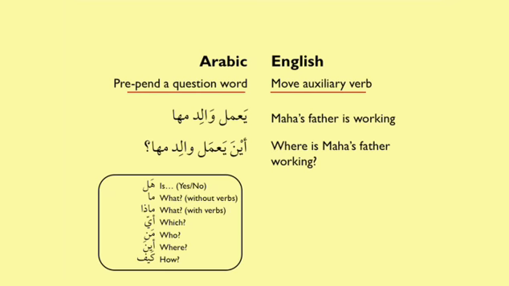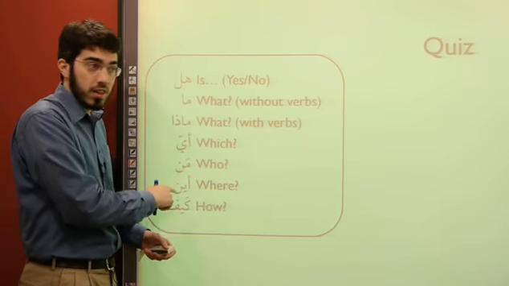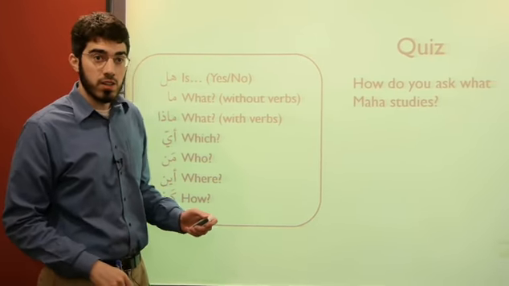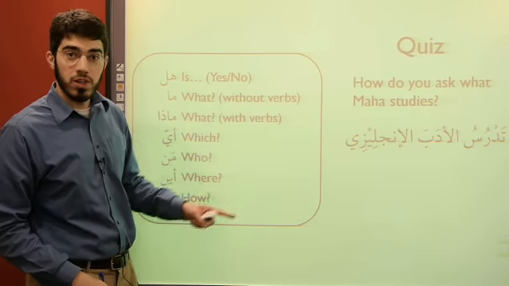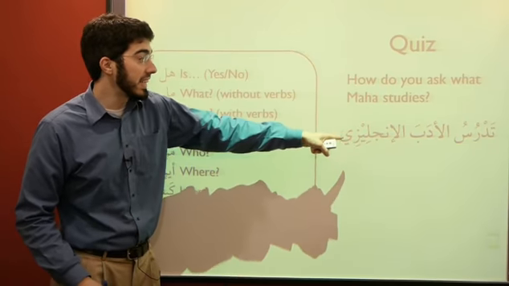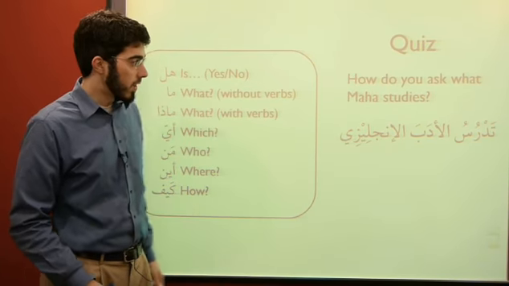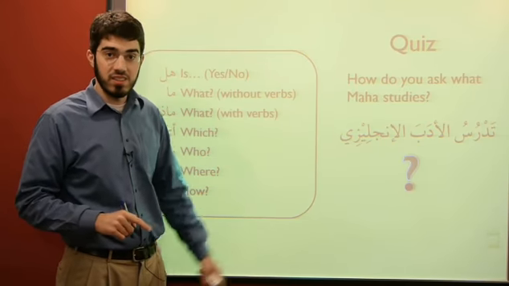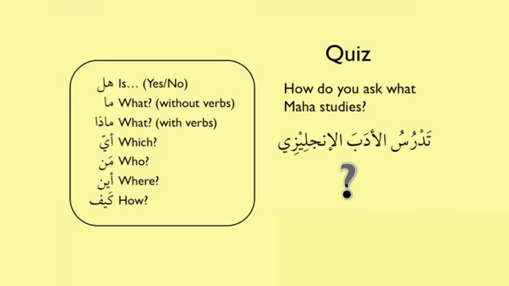Let's wrap up with a quiz to see how well you got it. We've reproduced all the prepending words here. And here's a sentence on the right. How do you ask what Maha studies? That's our goal. And here's the answer to the question you're trying to ask. Tadrus al-adab al-Ingliziyya. Right, al-adab al-Inglizi. She studies English literature. So the question is, what question do you ask to get that as an answer? It's kind of like Jeopardy. Think about it.